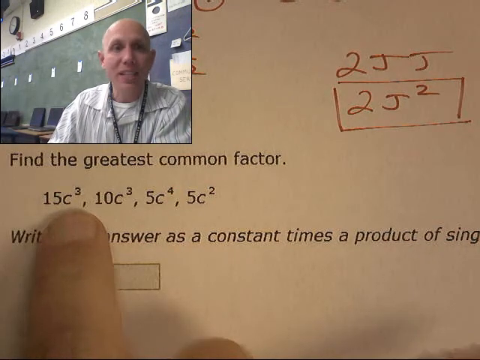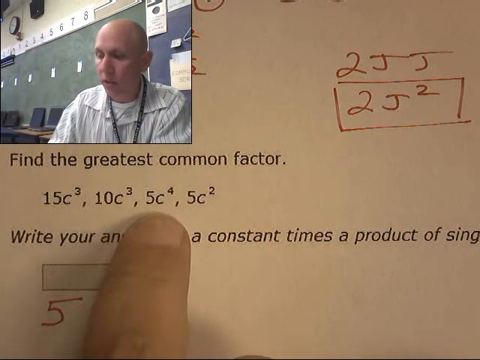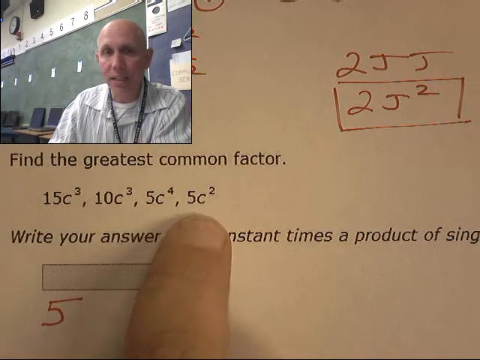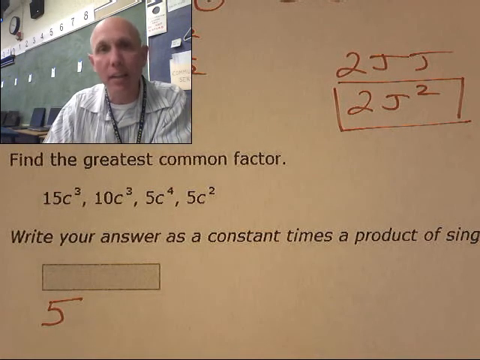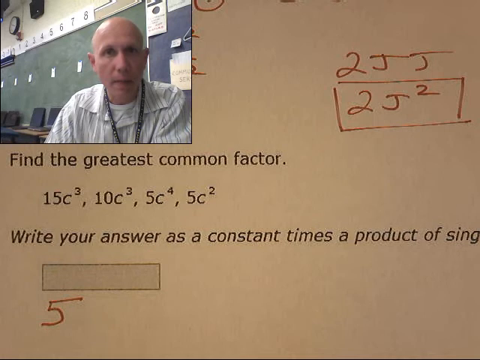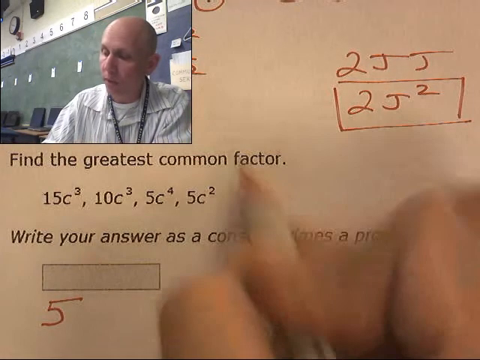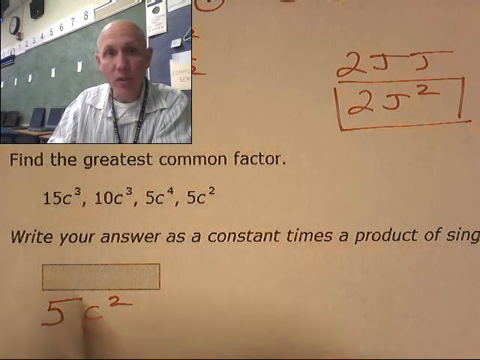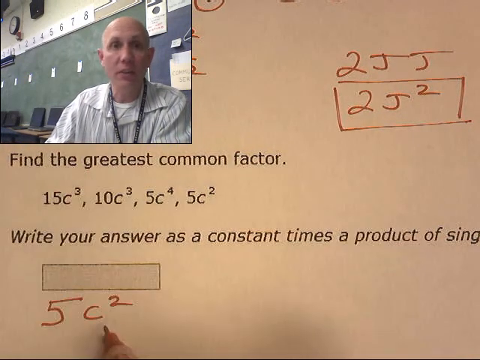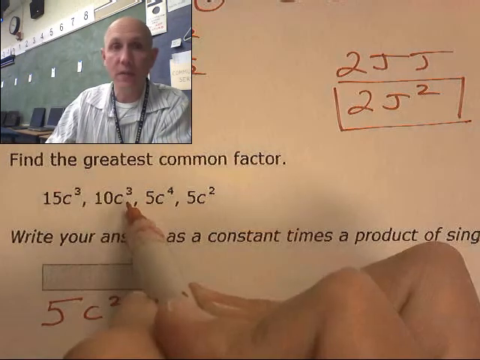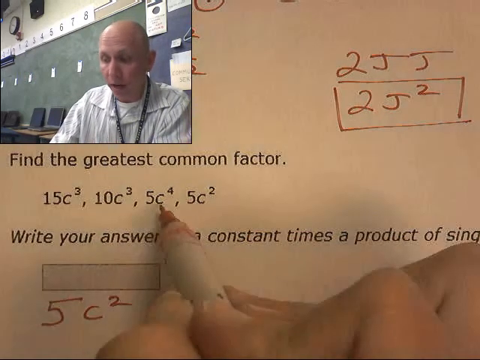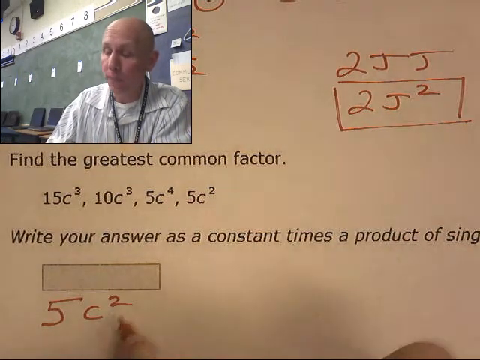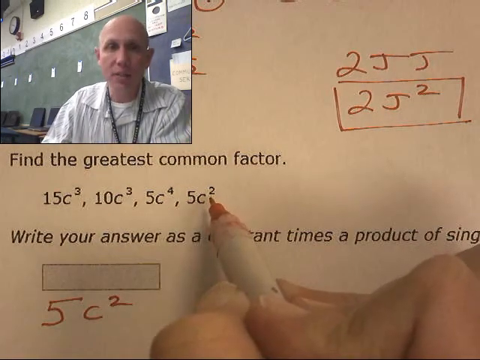Now, I have a c to the third, a c to the third, a c to the fourth, and a c to the second. Take the lowest exponent. Take the one with the lowest degree. C squared. Because a c squared can fit into a c to the third, a c squared can fit into a c to the third, a c squared can fit into a c to the fourth, a c squared can fit into a c squared.